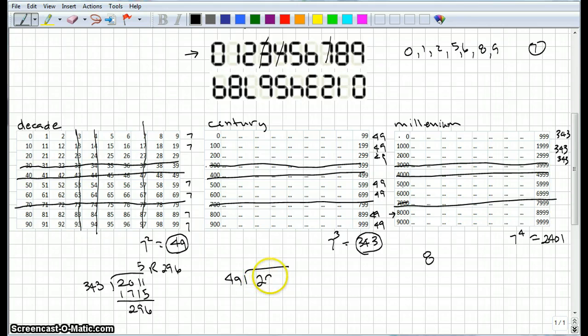So we have a remainder of 296. And if we do that, we actually get 6. That's 294 with a remainder of 2. All right. And so that means that we're going to be through 6 full centuries plus 2 more, right? So 1, 2, 3, 4, 5, 6 full centuries. So we're going to be in the 900s.